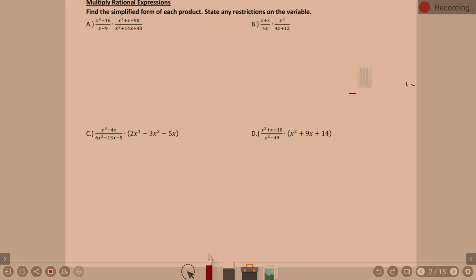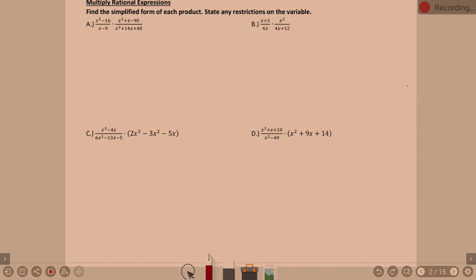When I hear butterfly method, you're probably thinking cross products, which is more how we solve an equation that has fractions. So, do not try and multiply this as is. That would be a nightmare. We're going to factor.